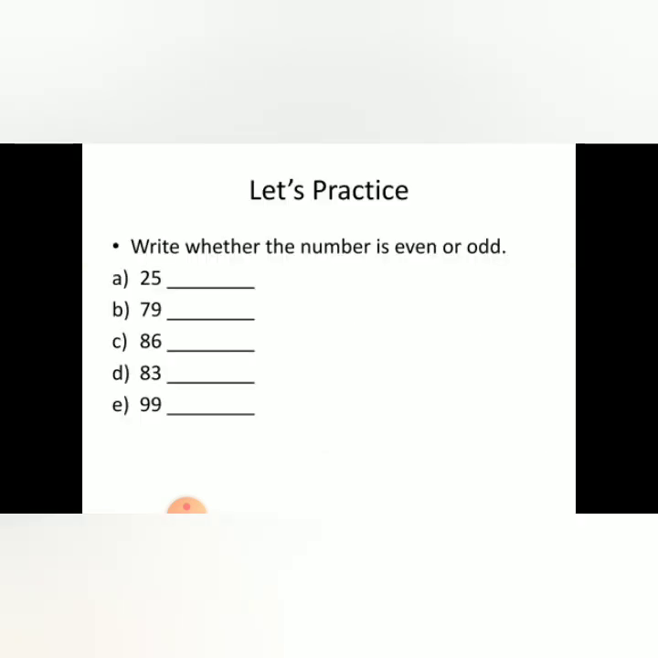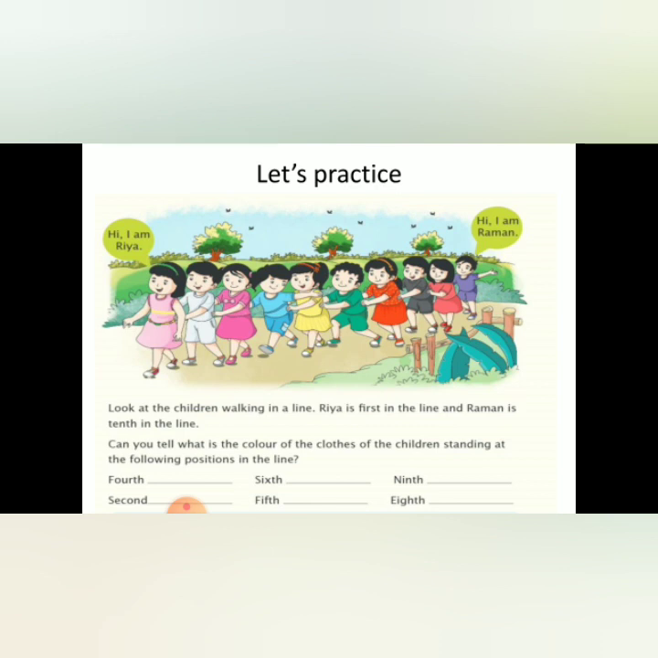Students, so let's practice. Write whether the number is even or odd. I have written some of the numbers. You have to find out whether they are even or odd. And there is one more work. So look at the children walking in a line. So you have to write an ordinal number. Can you tell what is the color of the clothes of the children standing at the following position in the line? So some blanks are there that you have to fill up.